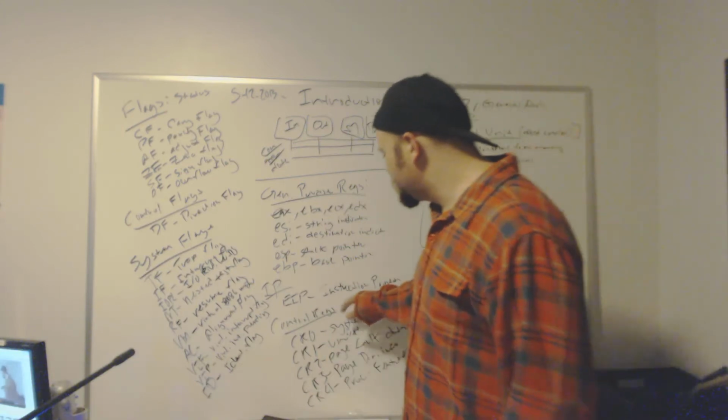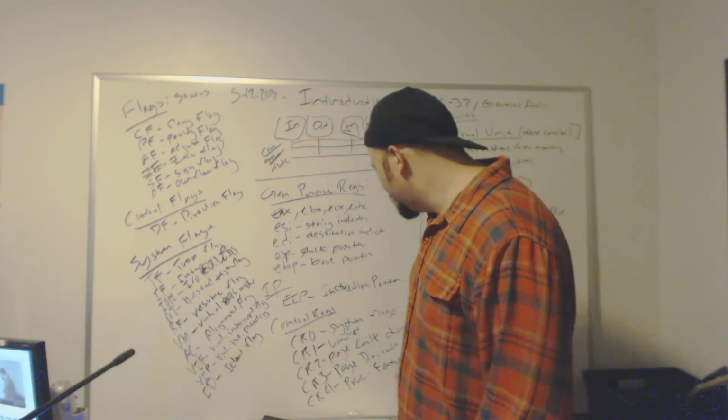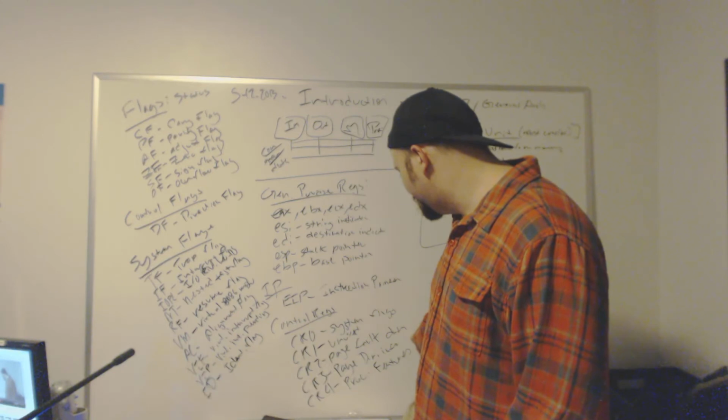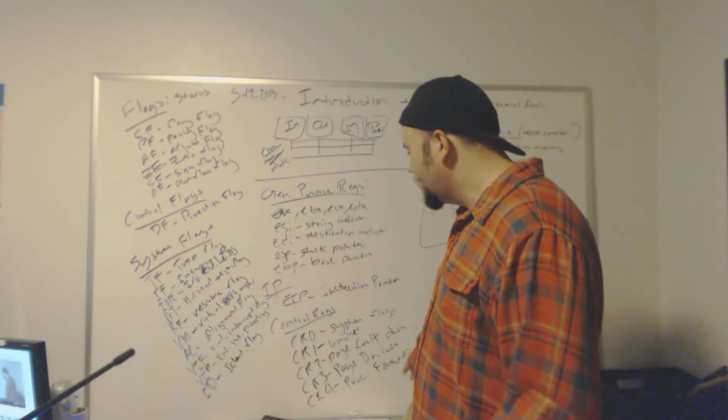The next kind of registers you've got are the control registers. CR0 is system flags. CR1 is unused, CR2 is page fault data, CR3 is page directory info, and CR4 is processor features. You might want to investigate these yourself.